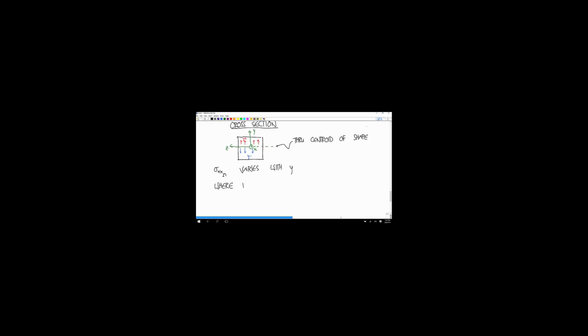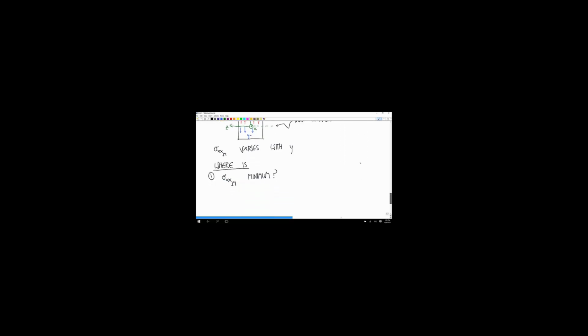For this problem, where is sigma xx due to the bending moment a minimum? Minimum. So, we have this formula here already. You can just use this one. So it's going to be a minimum when you have the biggest negative y value, biggest absolute value.